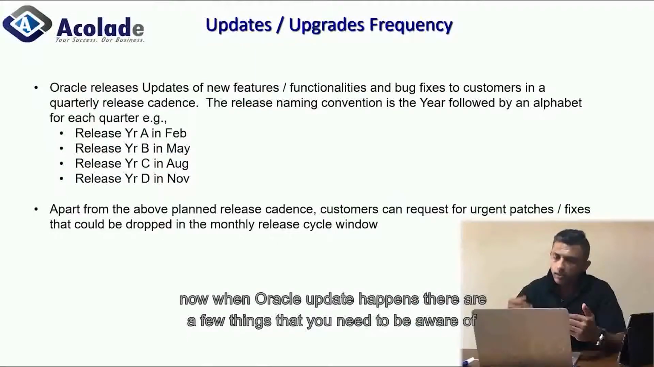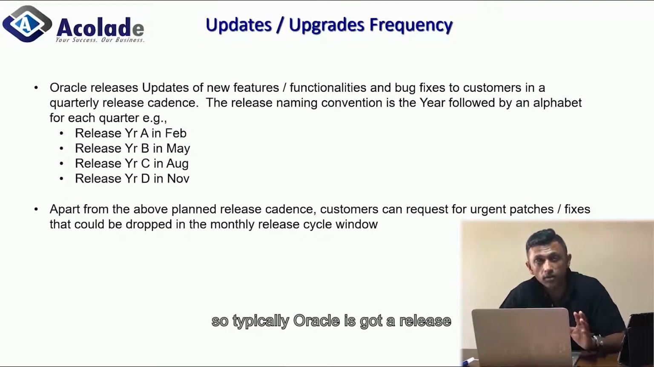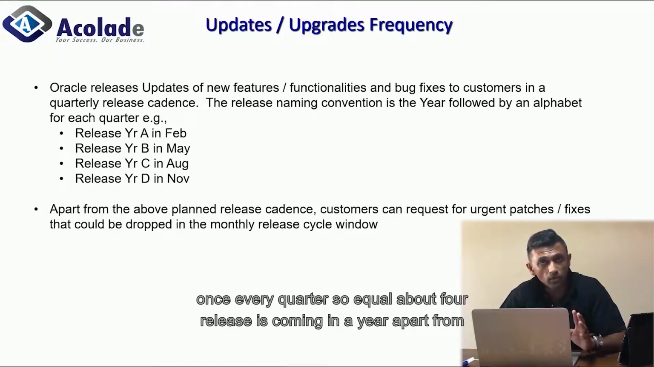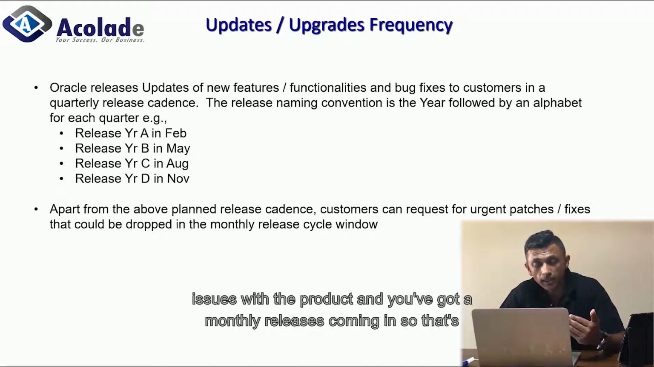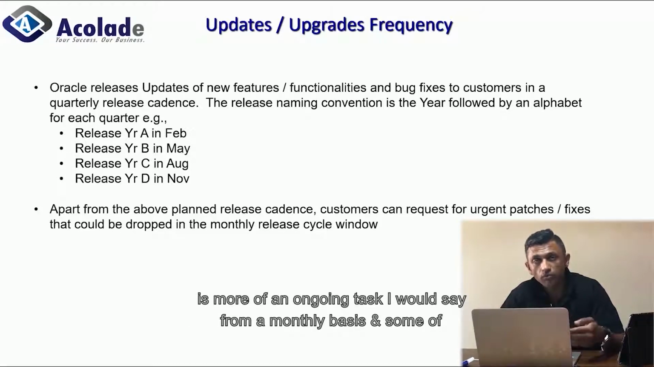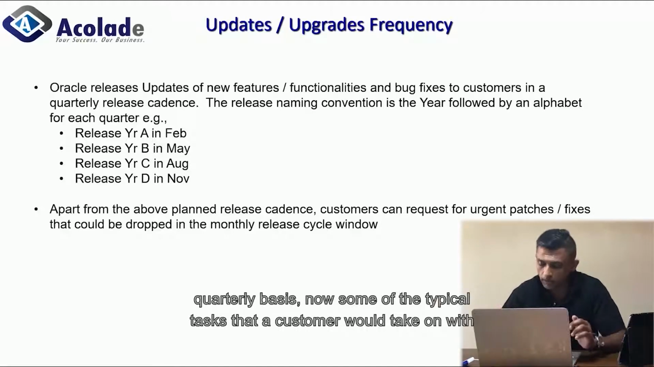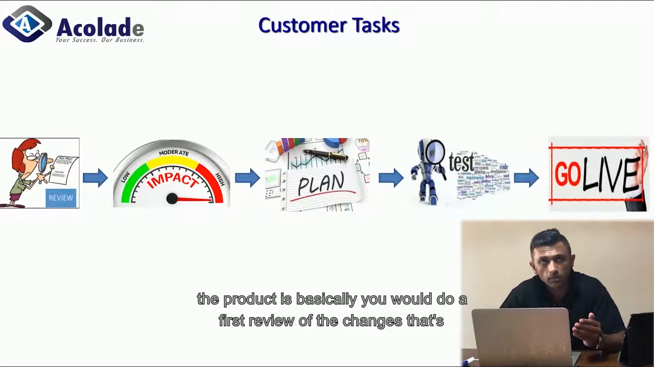So you are the typical customer who got all of these modules or some of these modules. Now, when an Oracle update happens, there are a few things that you need to be aware of. Typically Oracle has got a release once every quarter. So you've got about 4 releases coming in a year. Apart from that, there's also planned releases every month. So if you're a customer who's got a fair few issues with the product and you've got monthly releases coming in, that's another monthly cycle that you need to consider. So some of these issues is more of an ongoing task, I would say, from a monthly basis and from a quarterly basis.